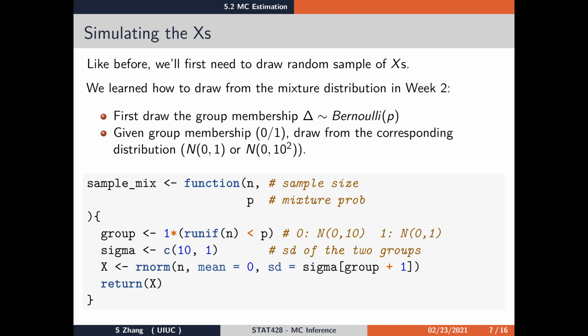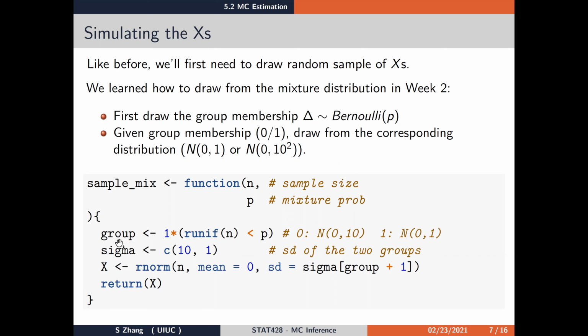Then in the second step, after drawing the group memberships, given the group membership, which is either 0 or 1, we draw from the corresponding distribution, either the standard normal or the normal distribution with standard deviation of 10. So here's a function in R that implements this. This function is what I call sample mix, a function for drawing the mixture samples for the current problem. It takes two arguments, n and p, where n is our sample size. In this case, we're using n equals 20, drawing 20 samples from this distribution. And p is the mixture probability.